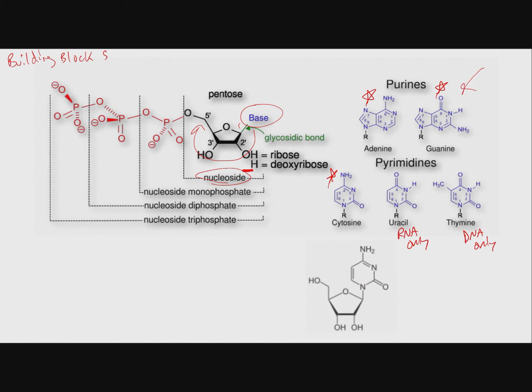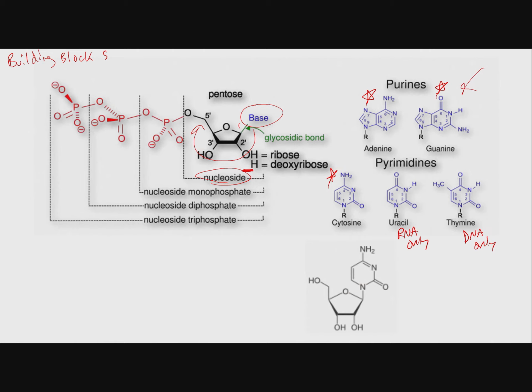So when a base is attached to a sugar, the product is a nucleoside and it gains a new name. So uracil-containing nucleosides are called uridine if they're attached to ribose, or deoxyuridine if they're attached to deoxyribose. So uracil becomes uridine. Don't worry about the names too much. Thymine becomes ribothymidine or thymidine, depending on if it's attached to RNA and DNA respectively.